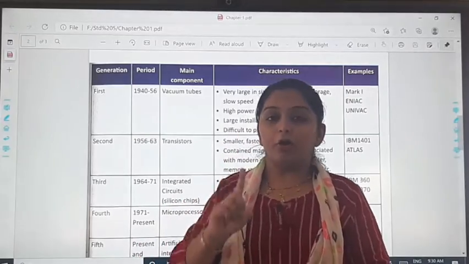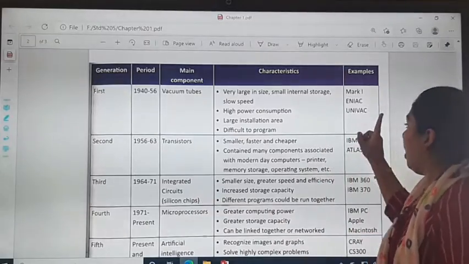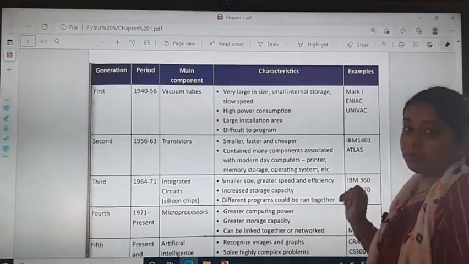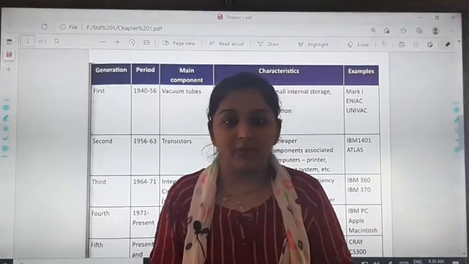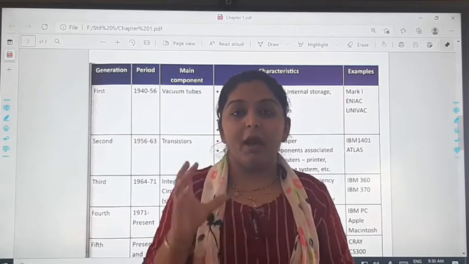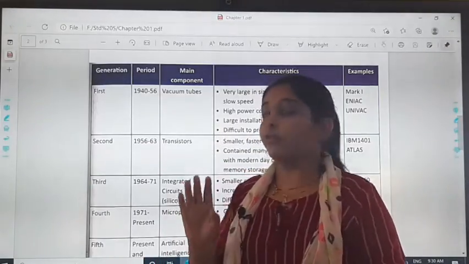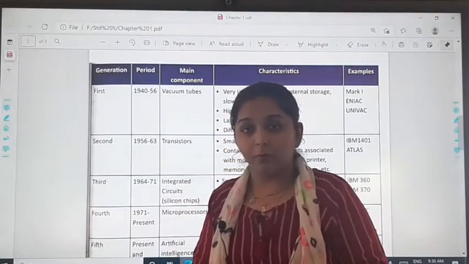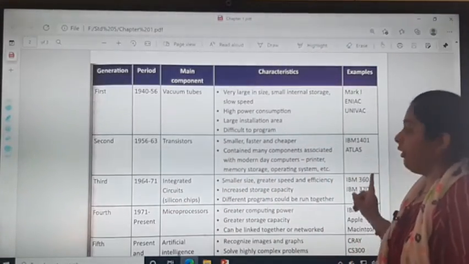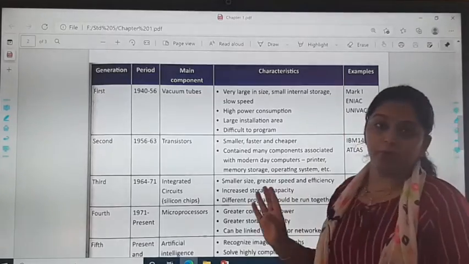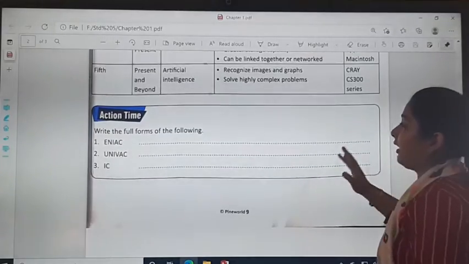Is it clear? What you have to write in the notebook? Column 1, column 2, column 3 and column 5. Those are the examples. So that you will be able to refer to them very easily and learn them as well. Because all of these things can come in your objective questions. Is it clear? So you will draw this table in your computer notebook and you have to draw column 1, 2, 3 and 5, not column 4. Is it clear?